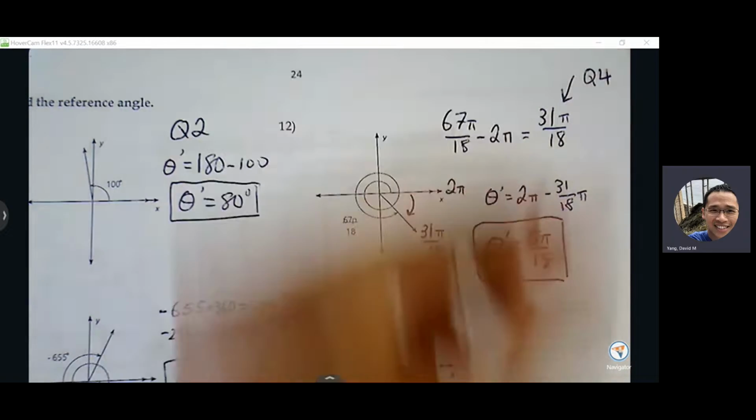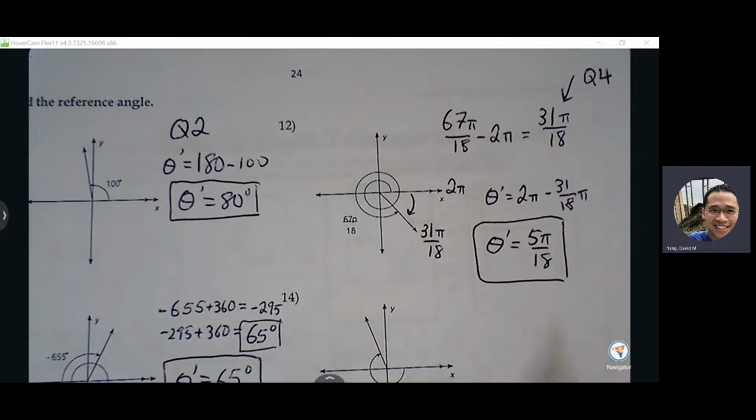You can double check, make sure that 5/18 is less than 0.5, right? Because your reference angle has to be between 0 and pi/2. And 5/18 is definitely a decimal value of less than 0.5, so you know you're safe. Your reference angle does fulfill that condition.